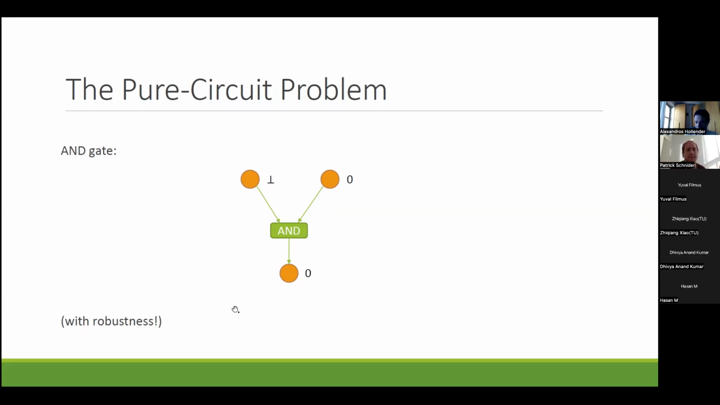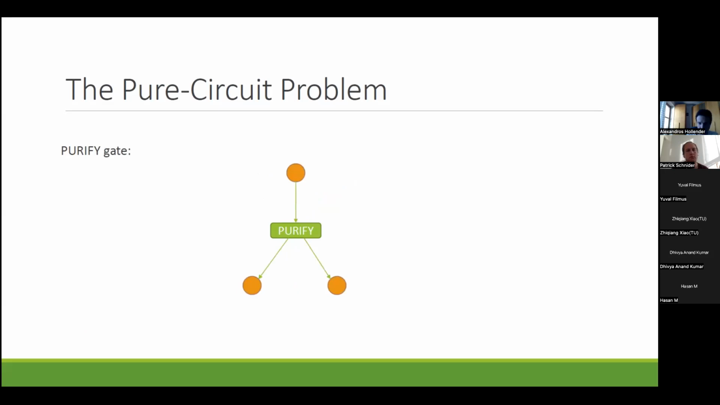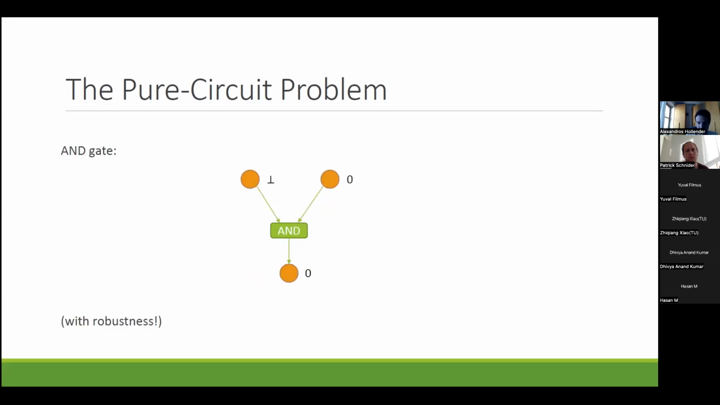We call this the robustness of the AND gate. And it turns out that this is actually very important. If you remove this, the problem is no longer PPAD complete. Obviously, if both inputs are garbage, the output can be anything. No constraint on the output.